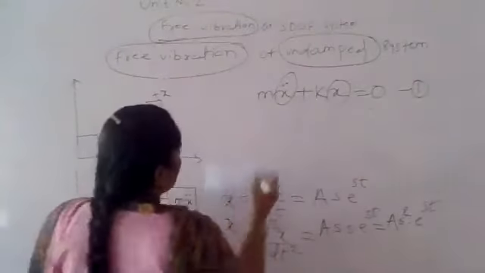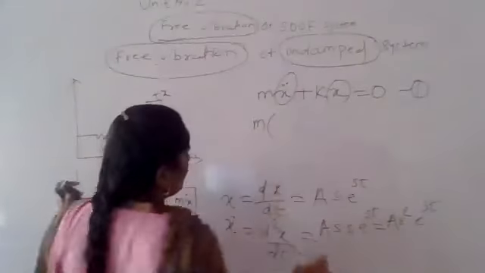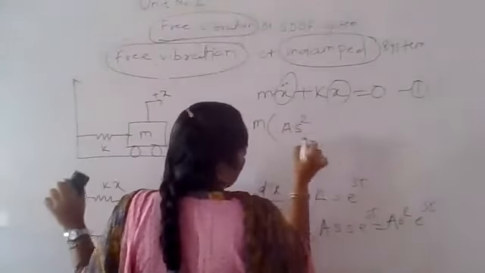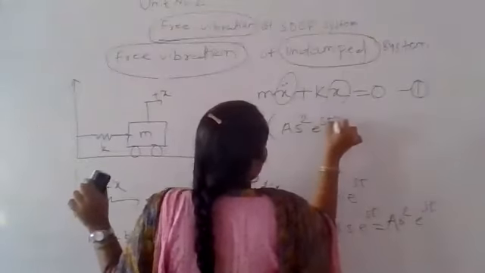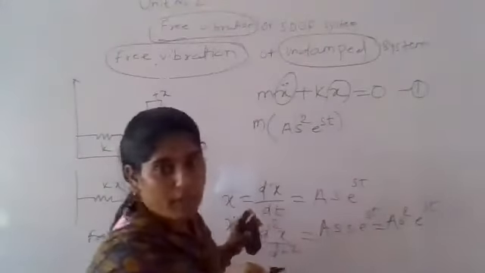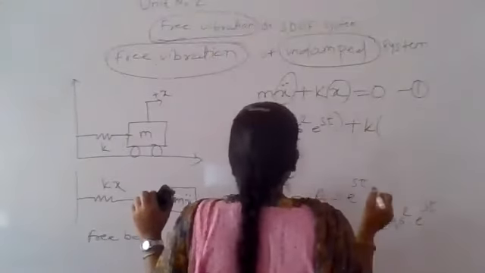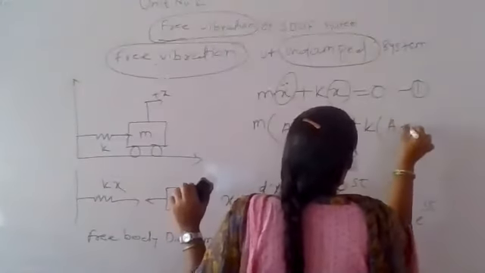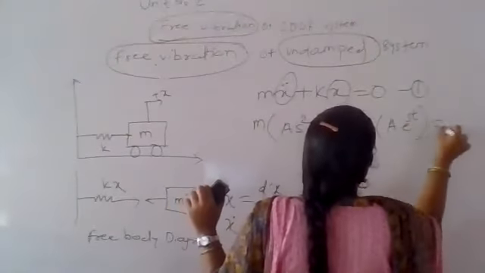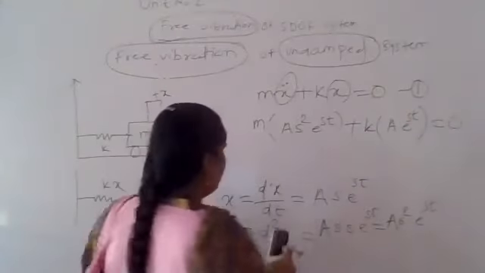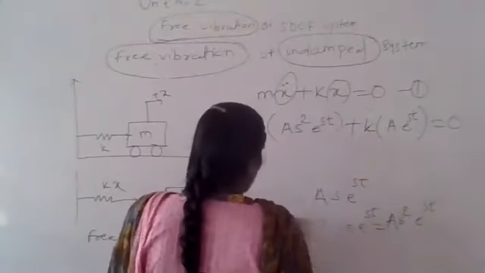Look what happens to the equation: m into x double dot. What is x double dot? It is a s square into e raised to st, that is the x double dot value, plus k into x. What is the x value? x was a into e raised to st, bracket complete, equal to 0. Okay, what is the common term? Take the common term outside.